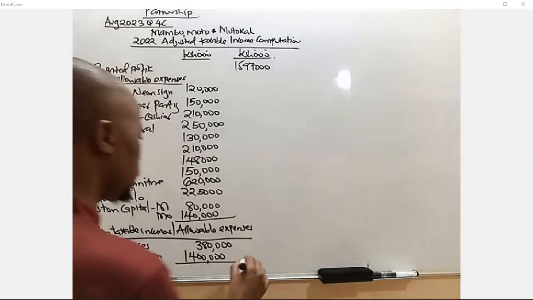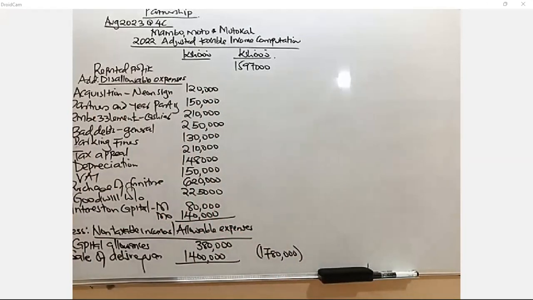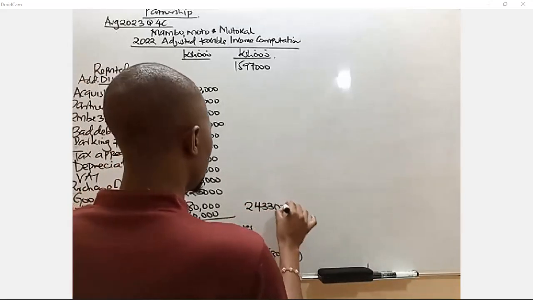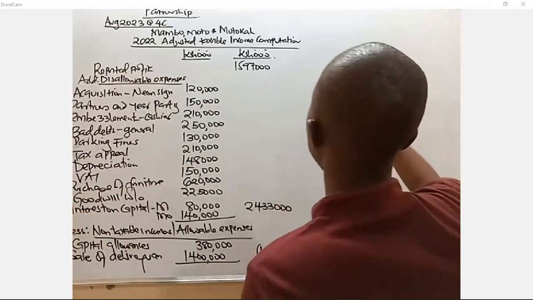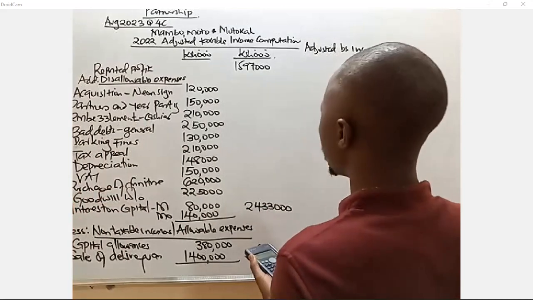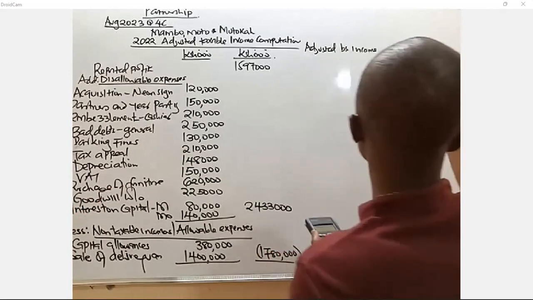So down here, we have 17,800 to be deducted. Correct. Then up there, we have 120 plus 150 plus 210, plus 250, plus 130, plus 210, plus 148 plus 150. We have things like 620 plus 225 plus 220. Are you getting 2433? 2,433,000. What are we supposed to be getting here? It's normally called adjusted business income. So how much is the adjusted business income? 2433 plus 1597 minus 1780. We are getting 2,250,000.